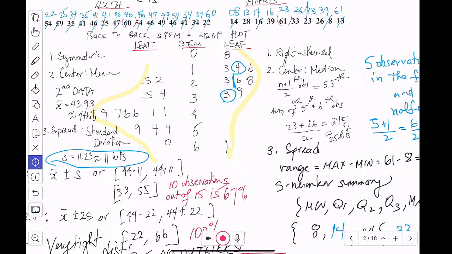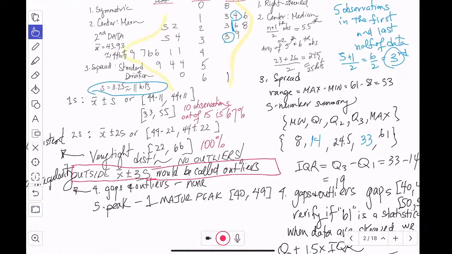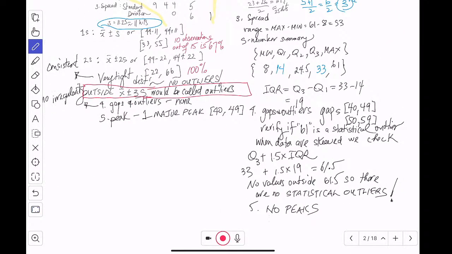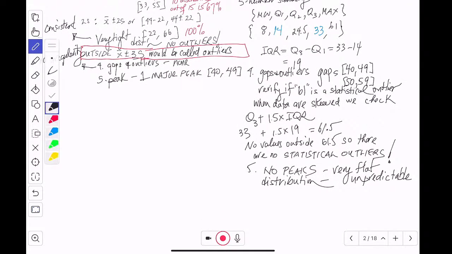It's pretty flat. So my comment when I talk about peaks is that there are no peaks, very flat distribution, unpredictable. You could also say unreliable or volatile. These are just some of the terms. I wouldn't bet on him.